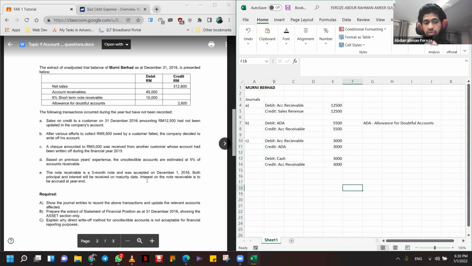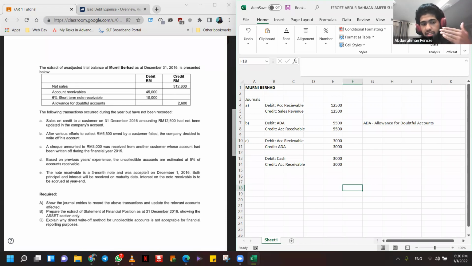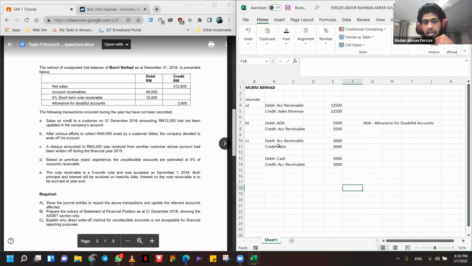First, you have to reverse what the company earlier wrote off. When they wrote off the 3,000, they would have debited ADA and credited accounts receivable. Now we are reversing that and we are debiting accounts receivable and crediting ADA. All right, that is part C. Now D.